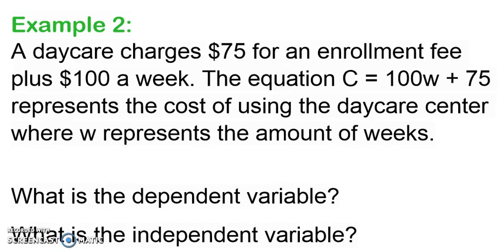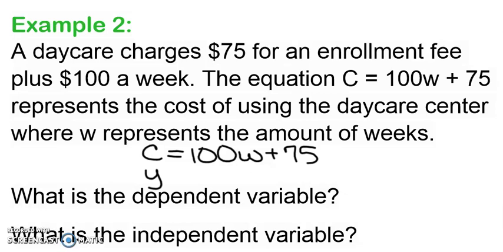So I'm going to look in this particular example, and they give us the function C equals 100W plus 75. And the first thing that I said you needed to know earlier was y equals mx plus b. So I'm actually going to rewrite everything and line it up. Because we're only talking about dependent and independent variables today, I'm only going to box in the information that I need to know. I need to know what my y is, and I need to know what my x is.